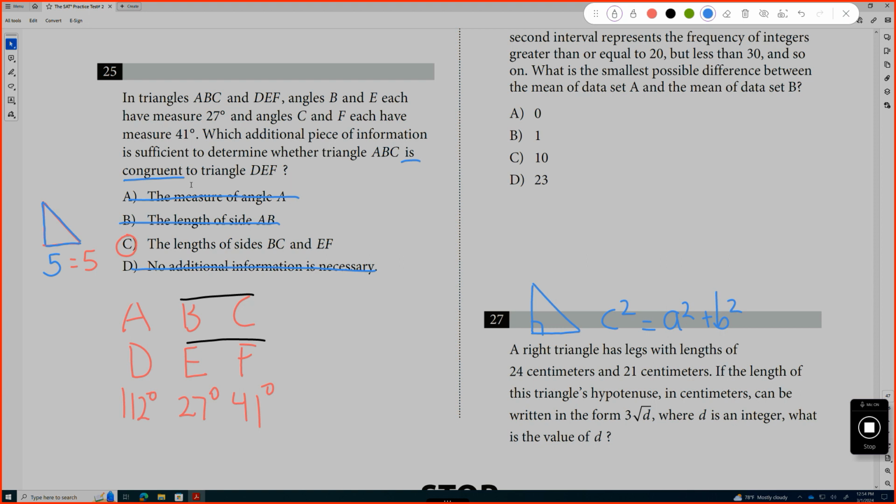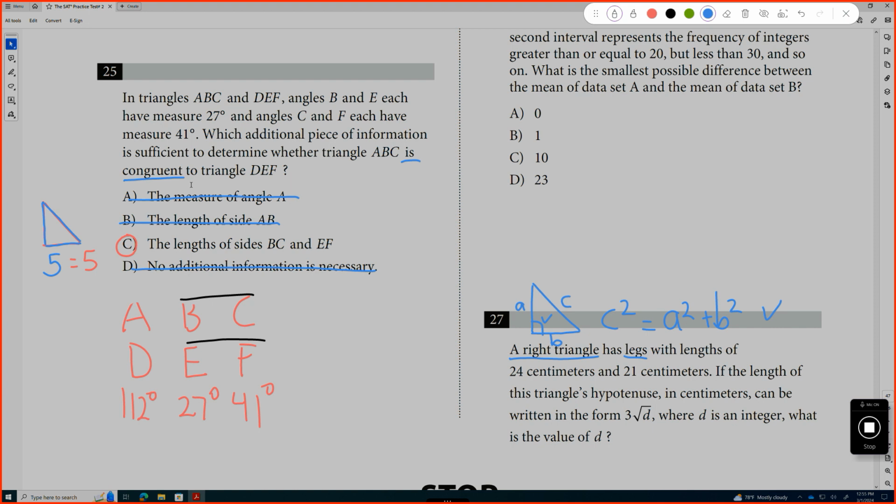So we have a right triangle. Check, check. So we're using the Pythagorean theorem. Check and check. And we have legs. Legs are A and B because they make the angle. And the hypotenuse is C because it's the side opposite the angle. So we have 21 and 24.